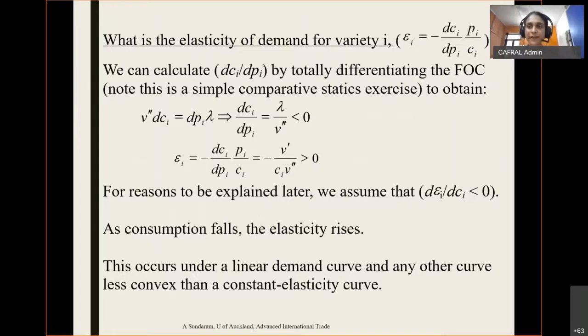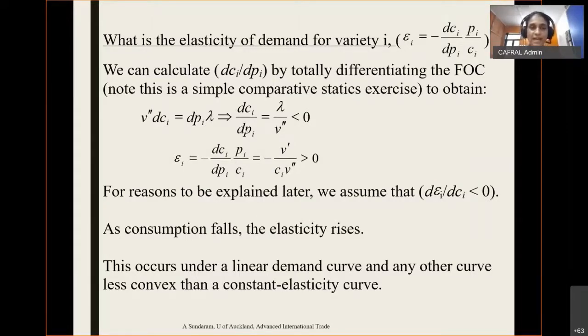Now, we're going to define the demand elasticity. So what is the elasticity of demand for variety i? It's given by epsilon_i, and it's defined in the standard way. Okay. Now, we can calculate dC_i over dP_i. And to do that, we're just going to totally differentiate the first order conditions on the previous slide, again, to obtain the following. So V double prime dC_i equals dP_i times lambda. I'm just simply differentiating the previous condition one more time.